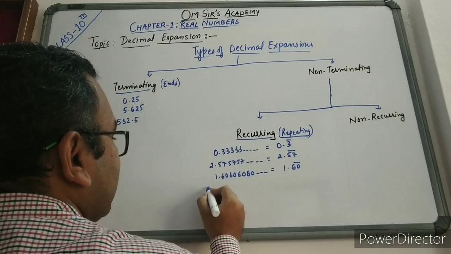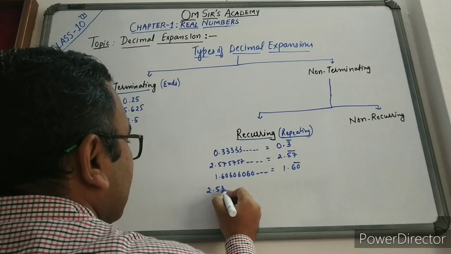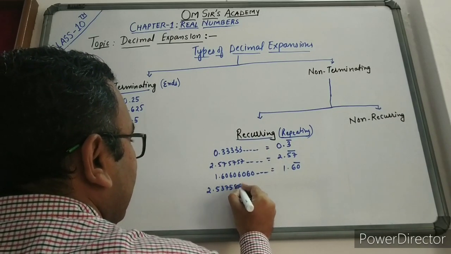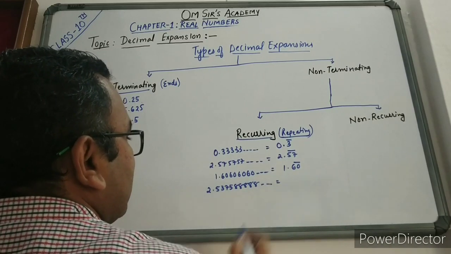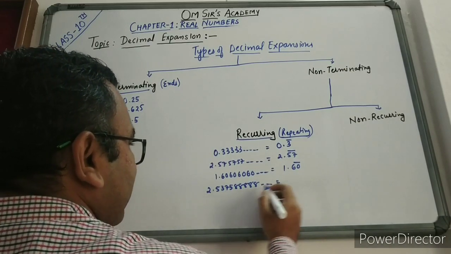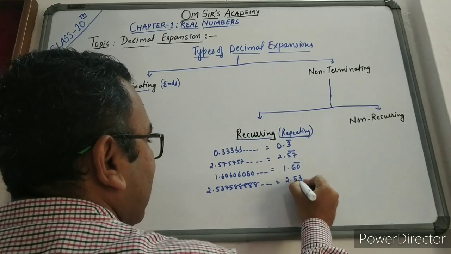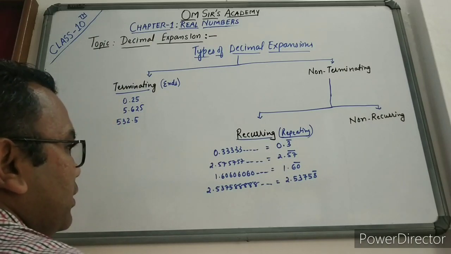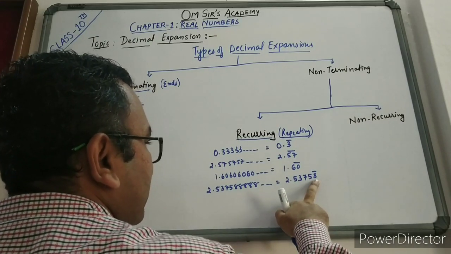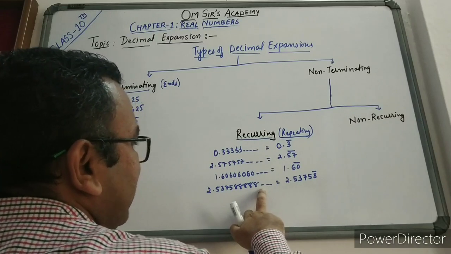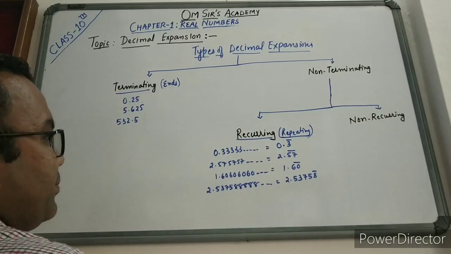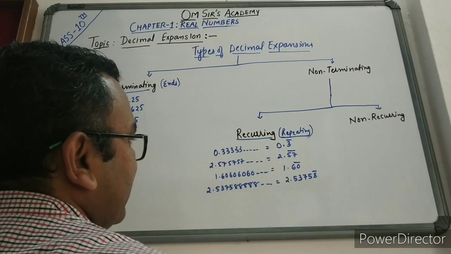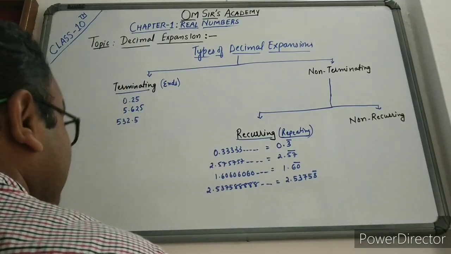You can also have decimals like 2.5375888888 dot. Here there is repetition of 8, so we can write it as 2.5375 8 bar. Is it clear? Here, friends, I have put the bar on only 8. Why? Because only 8 is repeating in this decimal. So all these kinds of decimal expansions are called repeating or recurring decimal expansions.